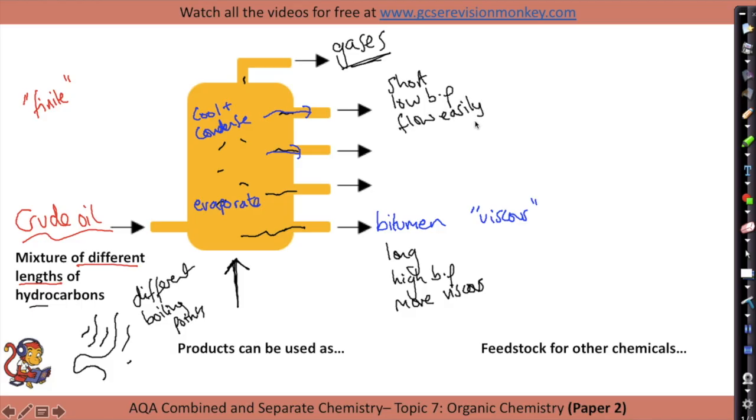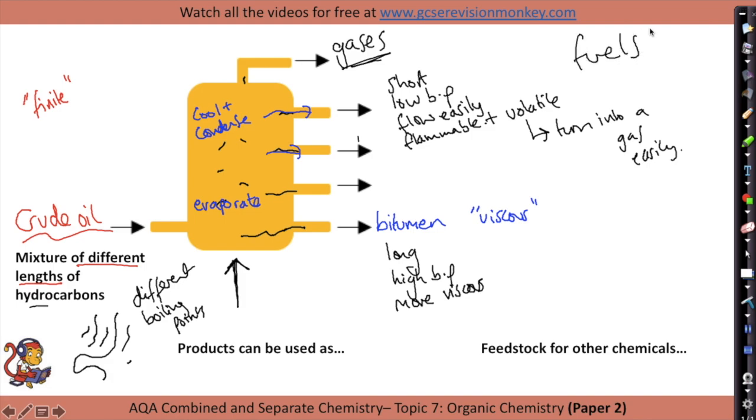A couple of other keywords that you need to write about. The ones at the top of the tower are more flammable and more volatile. Volatile means they turn into a gas easily. Different fractions come off then. All of them are useful fuels, or most of them are useful fuels, and they can be burnt in heaters and react with oxygen in a combustion reaction to release energy.